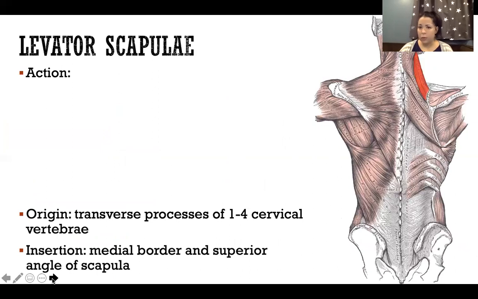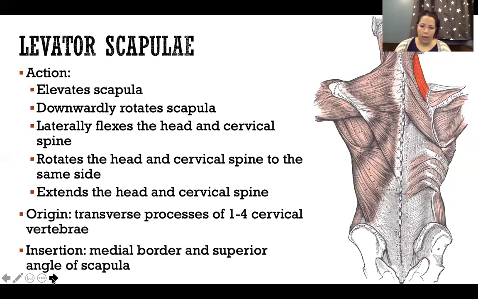Okay, then the last one we're covering here is levator scapula. The origin is at the transverse processes of the upper cervical spine here, and then it goes down posteriorly to the very top of the scapula. So that superior angle and that superior portion of the medial border of the scapula. So if the head stays still, it will lift up on the scapula, that is elevation.